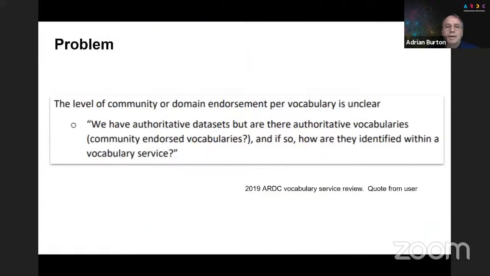So we were getting that feedback, and this is from the actual review document itself, which I should point out that Simon, our first speaker, was one of the authors of.